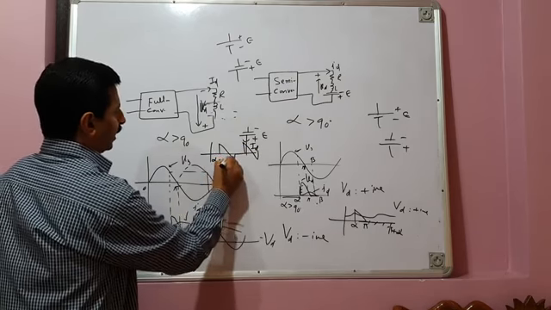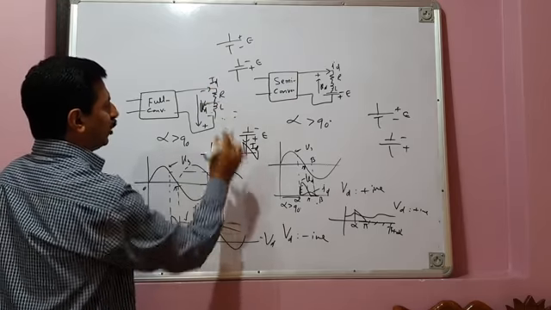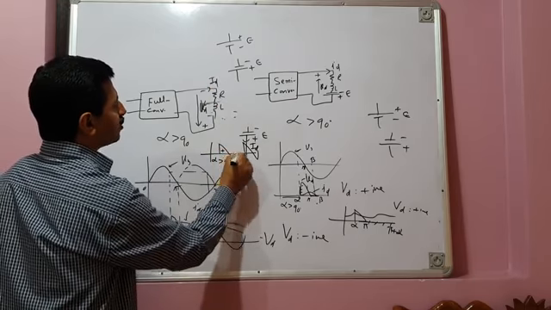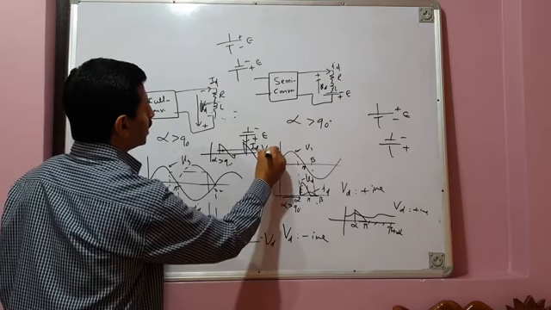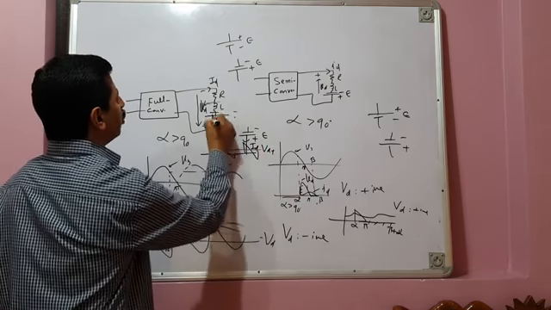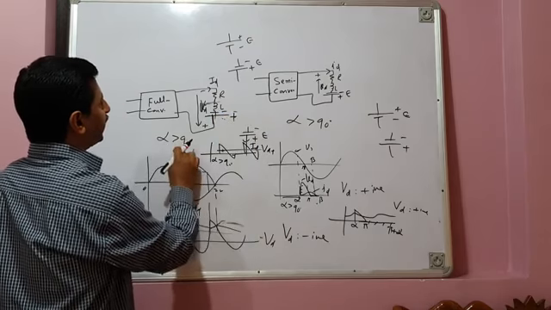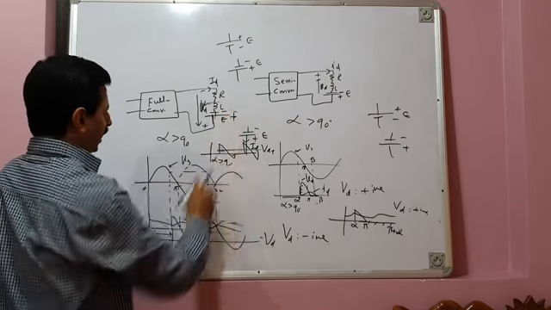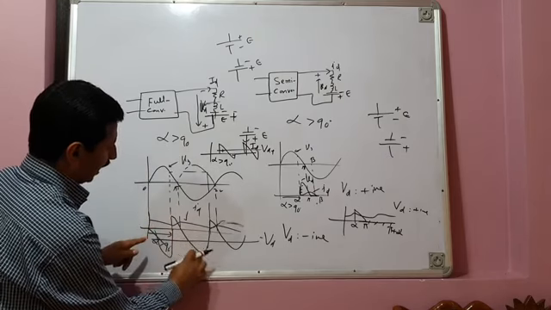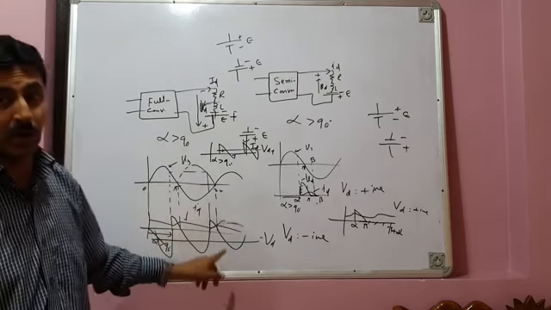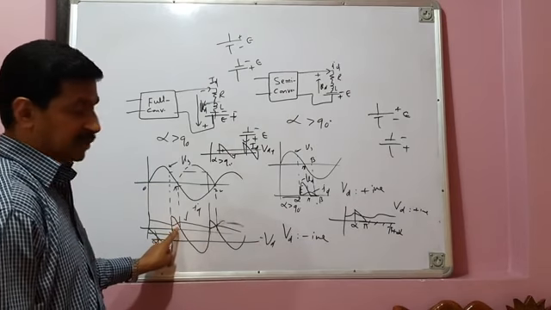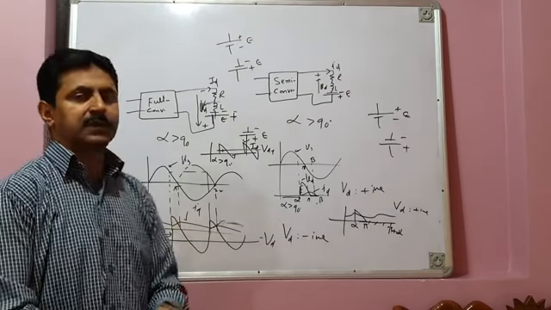For alpha greater than 90 degrees with only R and L without E, the positive segment of voltage is more than the negative segment of voltage, so average output voltage is still positive. But as soon as you put E there and make alpha greater than 90 degrees and reverse the polarity of E, E makes current continuous and the negative segment of voltage remains there for a longer period than the positive segment of voltage. So average output voltage is negative.